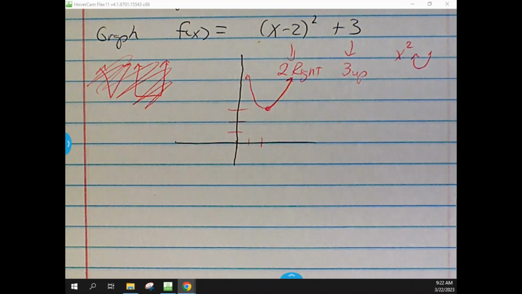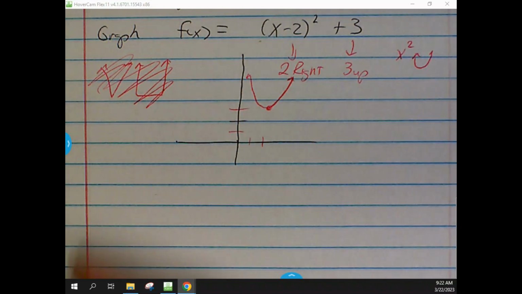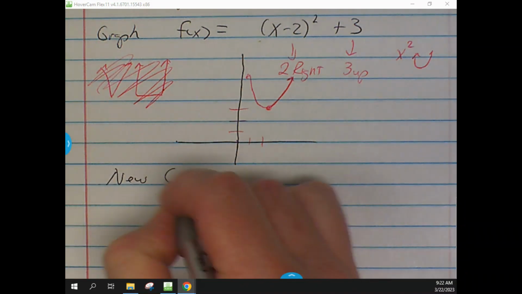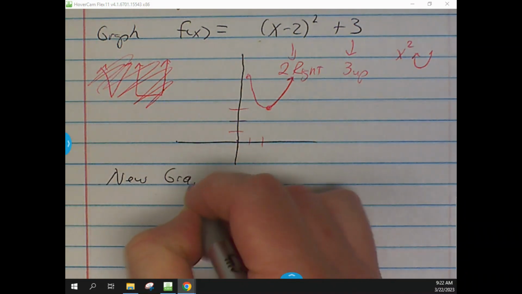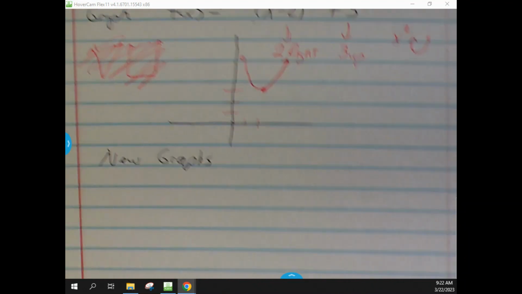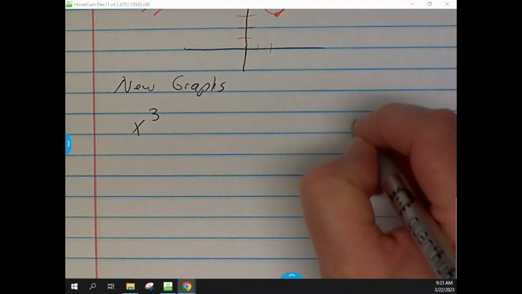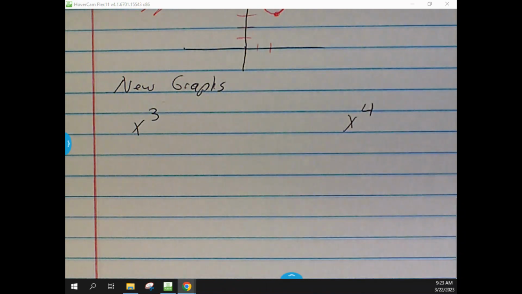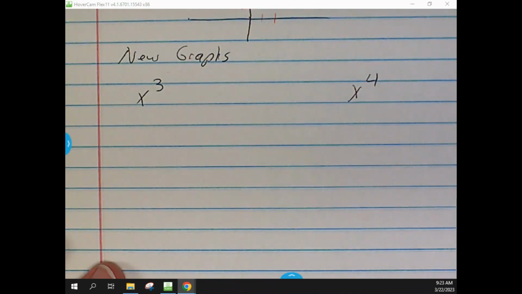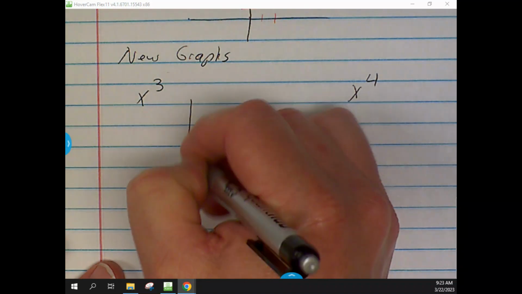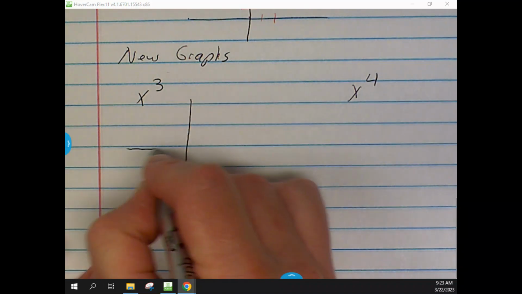All right, so here's what we're going to do. We're going to add a couple of new graphs on this one, but they're going to follow that same pattern. It's more of just knowing what they're going to look like. So the new graphs we're going to look at: we're going to do x to the third and then x to the fourth.